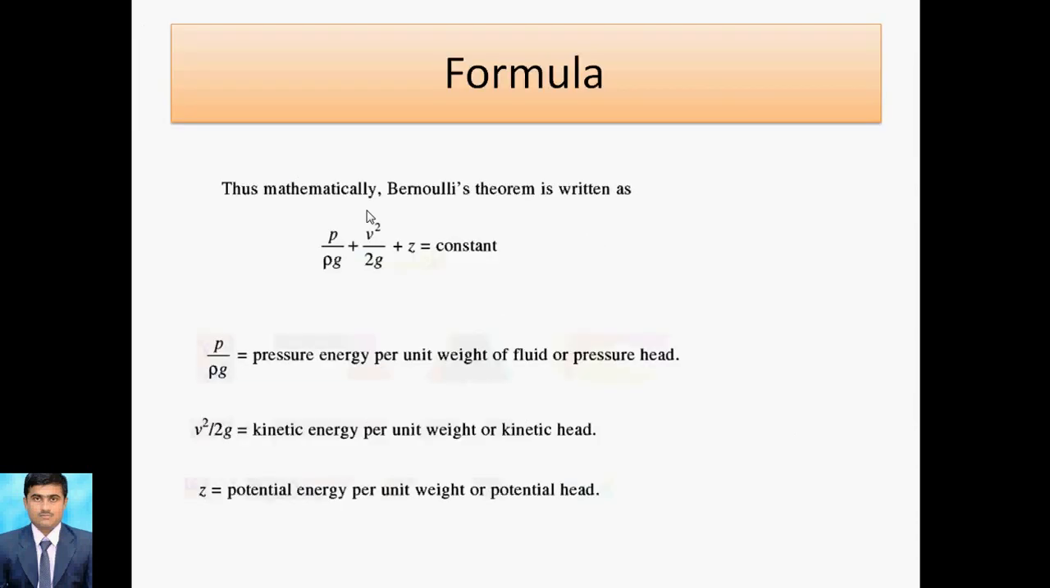Now we move to the formula regarding Euler's equation and Bernoulli's theorem. Bernoulli's theorem is nothing but P by rho g plus V square by 2g plus Z. P by rho g means the pressure energy per unit weight of the fluid, or pressure head. Then V square by 2g is called velocity head, or kinetic energy per unit weight. Z is nothing but potential energy per unit weight, or potential head.